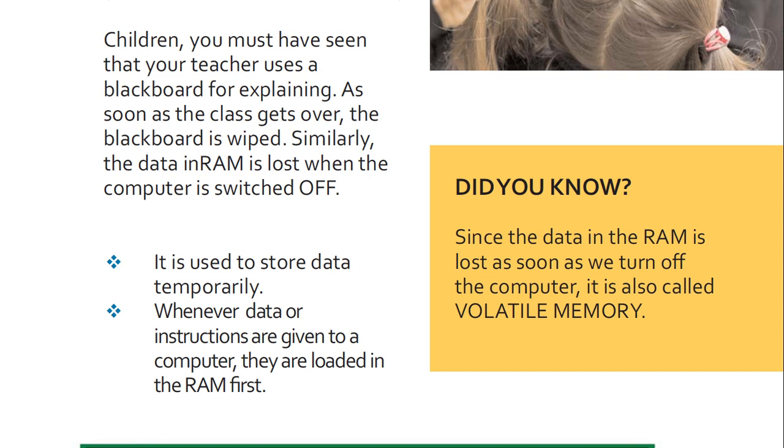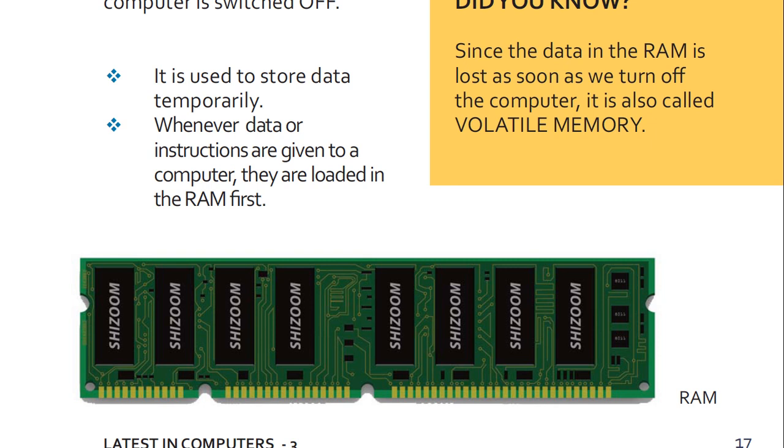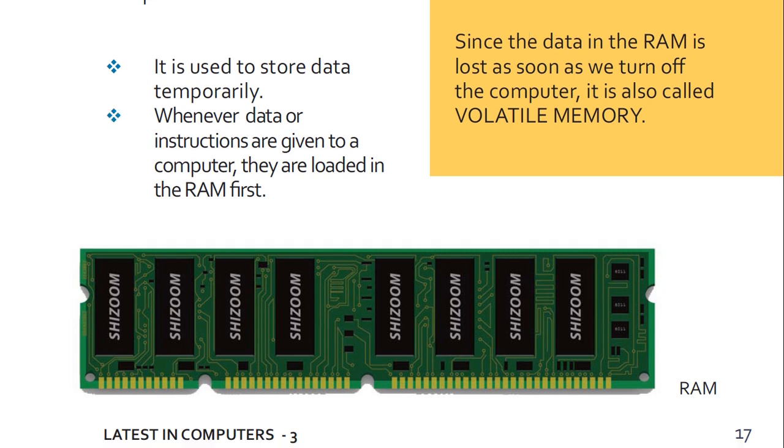The RAM is also called volatile memory, because the data is only temporarily stored. That's the reason it's called volatile memory. So look at the screen, students. It is one type of RAM. This picture is given on the screen. So look at this picture. It is a RAM photo.